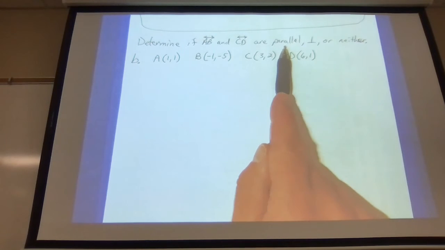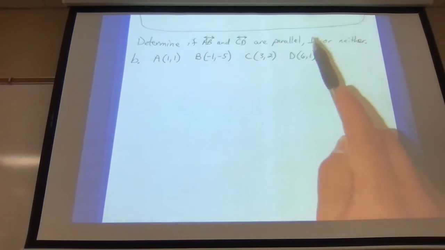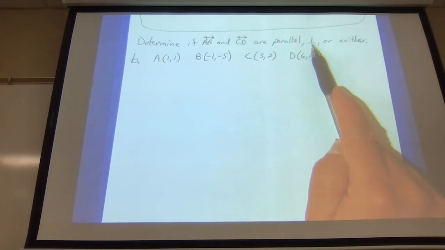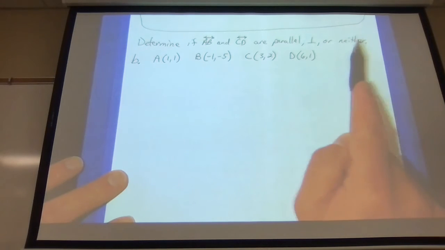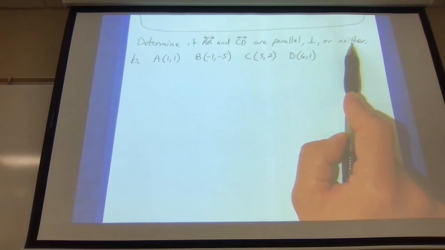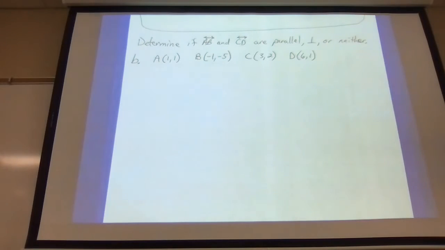If they're parallel, what do you know about their slopes? They're going to be the exact same. If they're perpendicular, what's going to happen with the slopes? Or if you multiply them together, you would get what? -1. If neither of those two things happen, then we're going to say it's neither. So that's what we have to do. We have to find the slopes of the two lines, see if they're the same, if they're opposites, or if neither of those things happen.